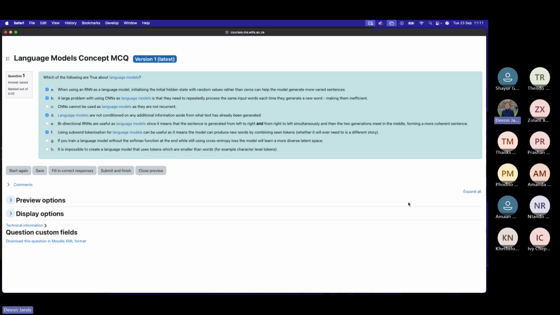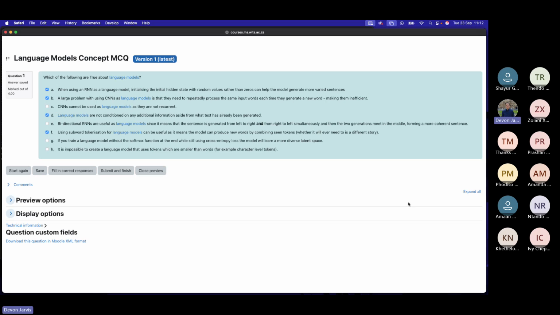Then D: language models are not conditioned on any additional information aside from what text has already been generated. Yeah, that is true. Because it's sequence to sequence if you do it off that. A language model just generates language. It doesn't actually take in a context. So that is true.